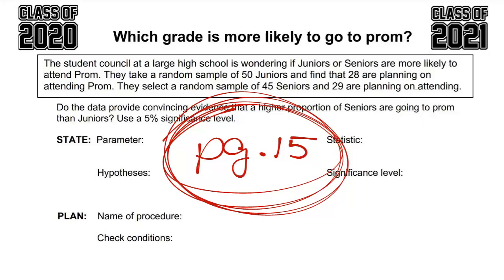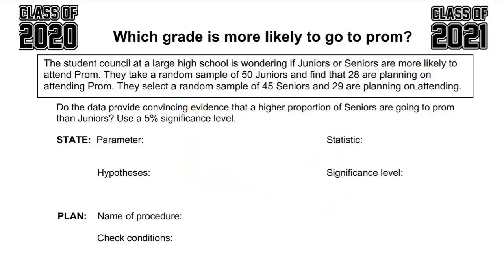So we want to know whether or not the data provides convincing evidence that a higher proportion of seniors are going to prom than juniors. And they ask us to use a 5% significance level. So let's start off by doing the statistic first. What would I need to do to calculate the statistic? We need p hat 1 minus p hat 2.